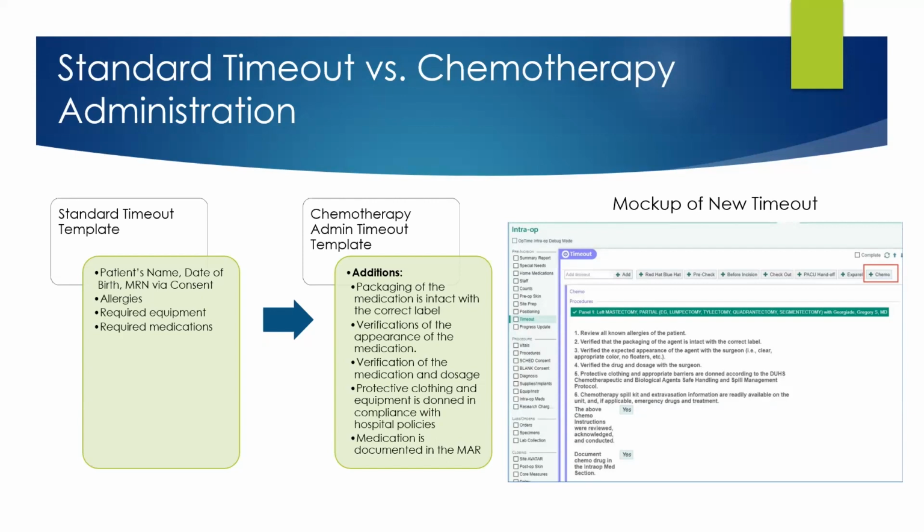Verification of the actual medication and dosage. Protective gear: are the people that will be administering this chemotherapy wearing their protective gear? And better yet, overall, was the medication documented in the MAR?